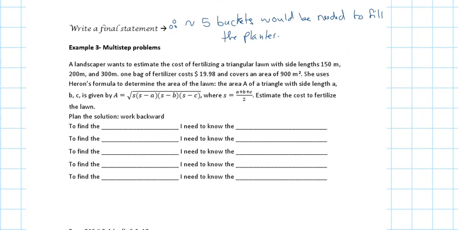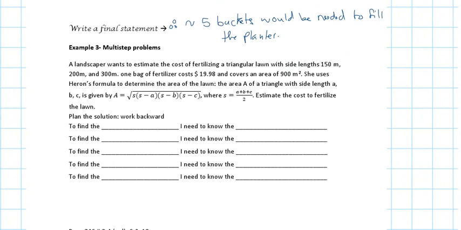So, a landscaper wants to estimate the cost of fertilizing a triangular lawn with side lengths 150 meters by 200 meters by 300 meters. One bag of fertilizer costs $19.98 and covers an area of 900 meters squared. She uses her own formulas to determine the area of the lawn: the area A of a triangle with side lengths a, b, and c is given by this formula, where s is equal to a plus b plus c divided by 2. They gave you two formulas here, and it's asking you to estimate the cost to fertilize the lawn.